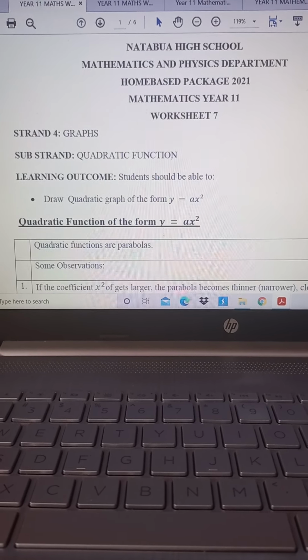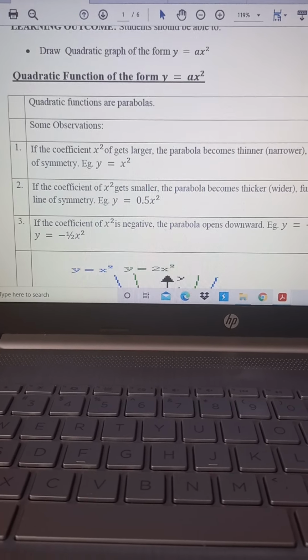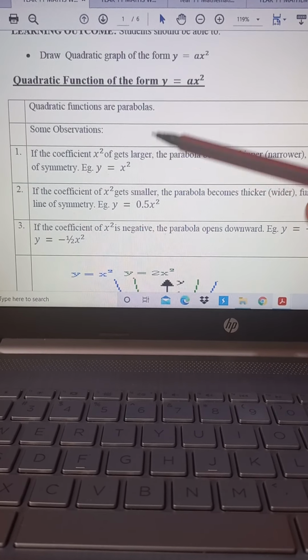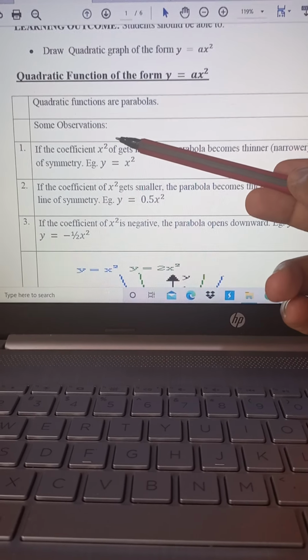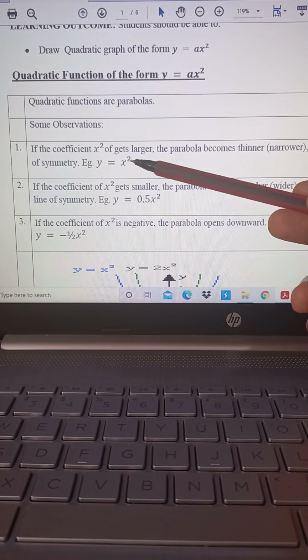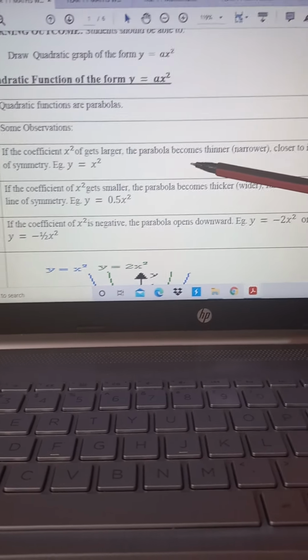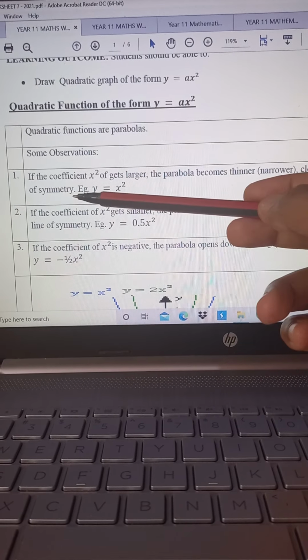These types of equations are very important. They usually come in multiple choice sections of the paper. Now looking at this one, quadratic functions are parabolas. The name of that graph is parabola. Some observations for you to note: if the coefficient of x² gets larger, the parabola becomes thinner or narrower, closer to its line of symmetry.